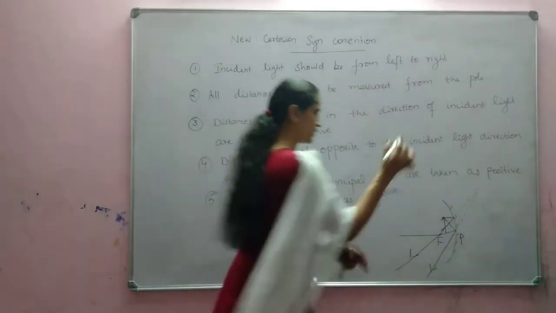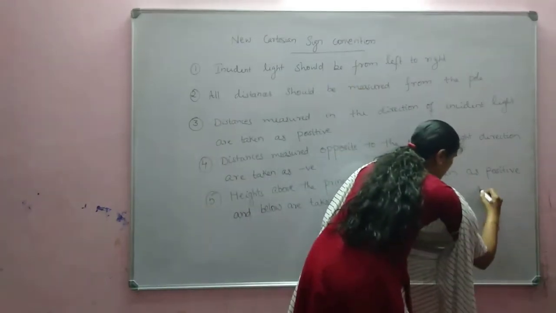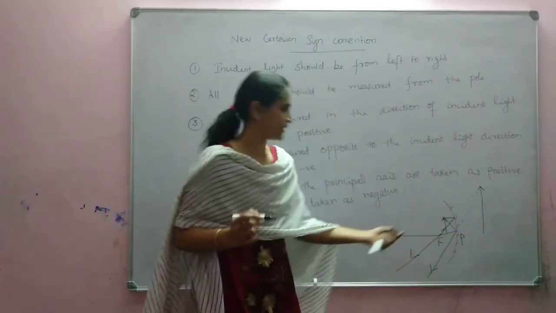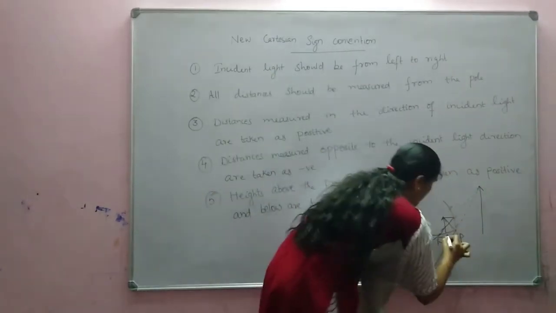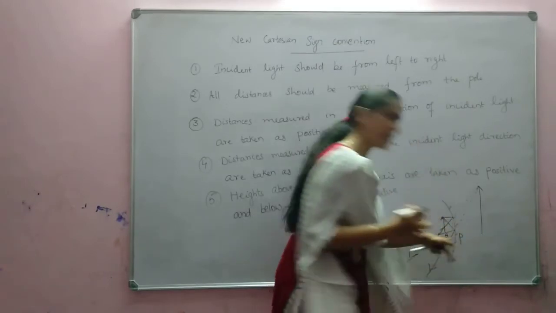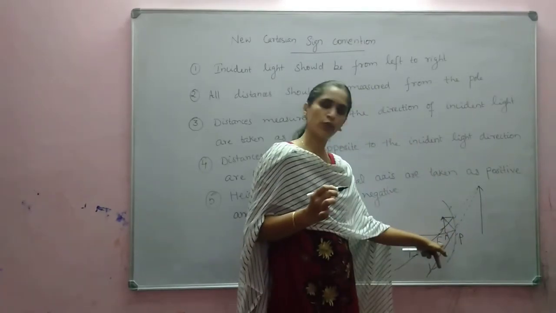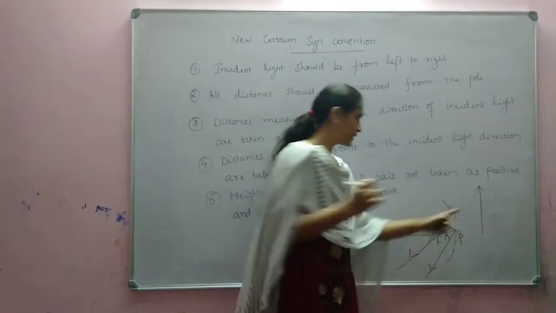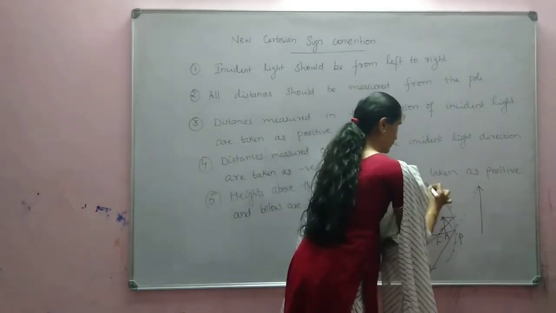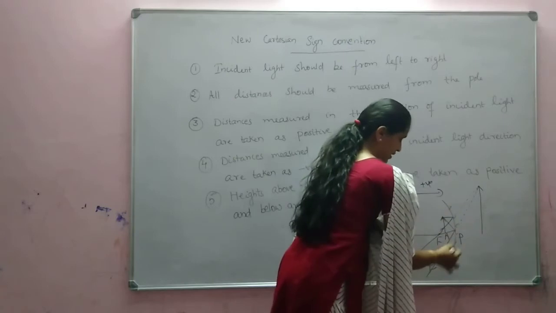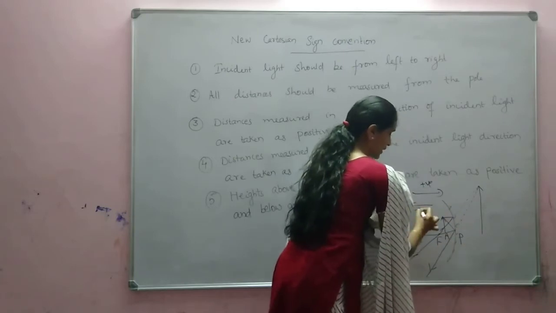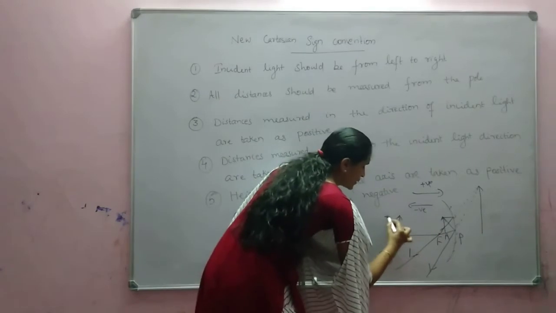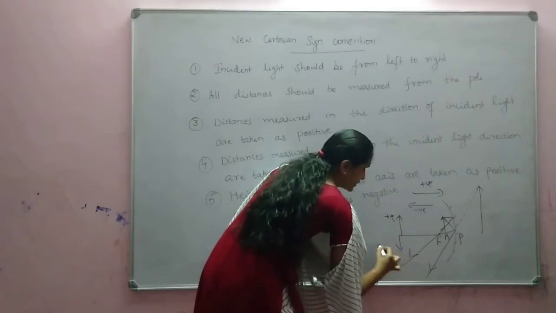In this case, the object distance means this is the object distance. If we are marking it as A, AP is the object distance. So AP should be negative. Why? We have to measure from P. This direction is positive, and the opposite direction is negative. Similarly, height above is positive and below is negative.